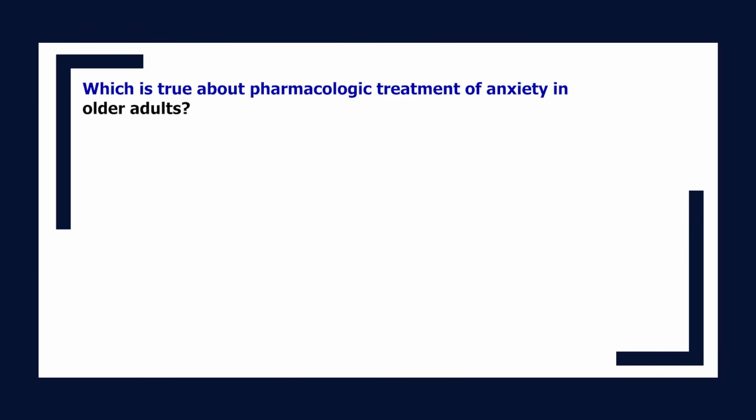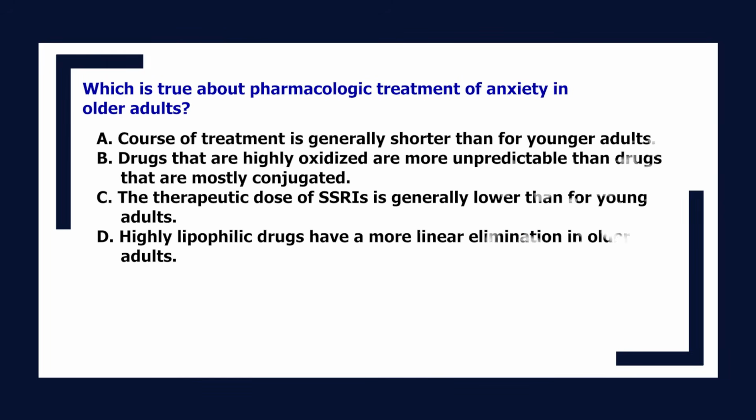Which is true about pharmacologic treatment of anxiety in older adults? A. Course of treatment is generally shorter than for younger adults. B. Drugs that are highly oxidized are more unpredictable than drugs that are mostly conjugated. C. The therapeutic dose of SSRIs is generally lower than for young adults. D. Highly lipophilic drugs have a more linear elimination in older adults.